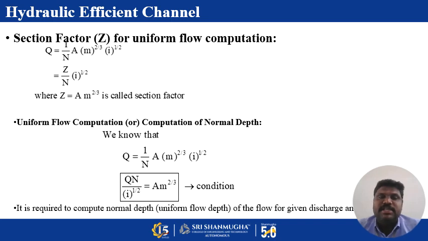For a hydraulically efficient channel, calculating the discharge in terms of Manning's, Q is equal to 1 by n A m to the power 2 by 3 into i to the power of half. So Qn by i to the power of half is equal to A m to the power 2 by 3, which is called the section factor. From this we find the normal depth: A m to the power 2 by 3 is equal to Qn by i to the power of half. It is required to calculate the normal depth, which for the given discharge is y.